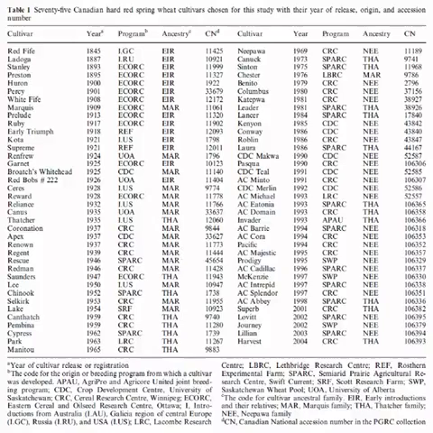Over the course of this history, from the early 20th century to 2004, different populations would be bred for this purpose. These were a population derived from the Marquis cultivar, a population derived from the Thatcher cultivar, and a population derived from the Neepawa cultivar.